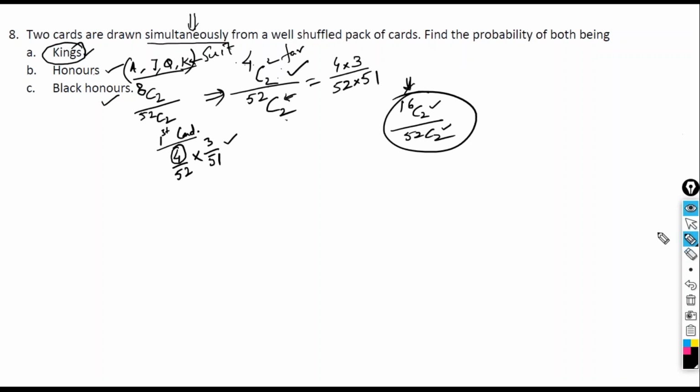Likewise for the third. In the third case, there are 8 honor cards which are black in color. We have to select 2 cards. Likewise, out of 52, you just select 2. That is your sample space. Done.